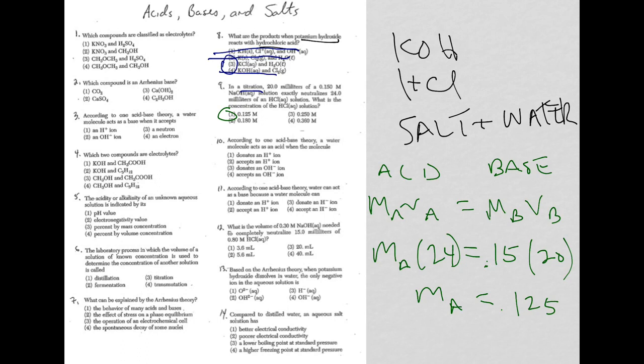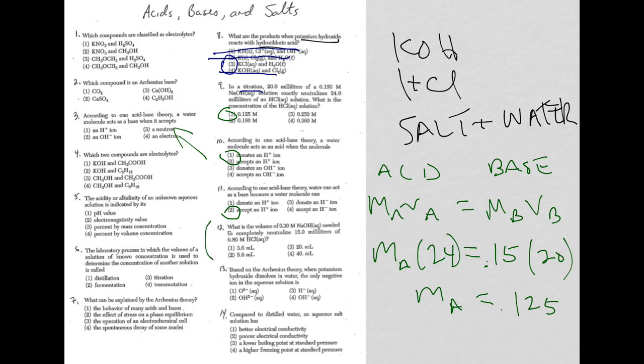According to one acid-base theory, a water molecule acts as an acid when the molecule... Well, we already had a similar question in question 3. So it's showing up again. And, of course, an acid donates H+, which sometimes your teacher might have said is a proton. That is choice 1. Question 11. According to one acid-base theory again, water can act as a base because water can accept H+. So 3 times now, the other acid-base theory, known as Bronsted-Lowry theory, the definition of an acid or a base is showing up.